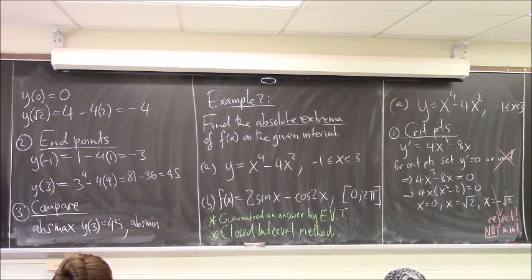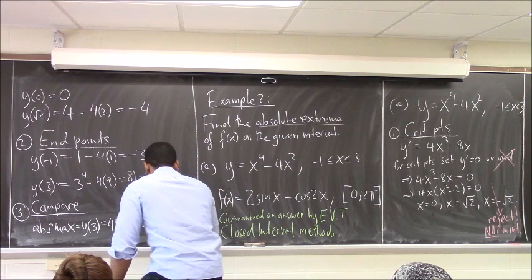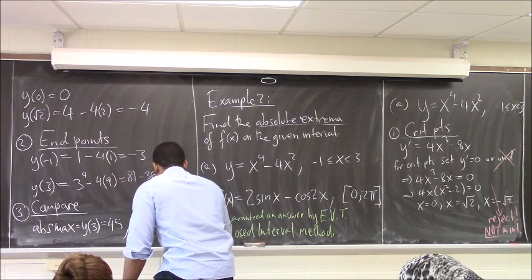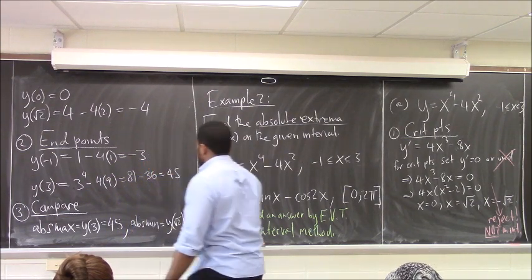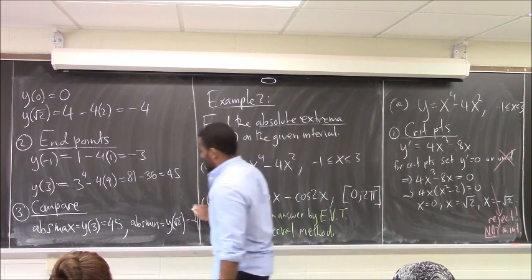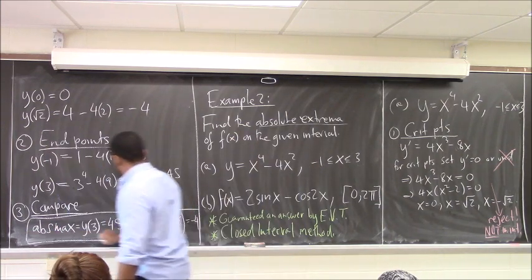Now the absolute min. We're going to look for the smallest one, that's this guy. y of radical 2 equals minus 4. And that is your answer.